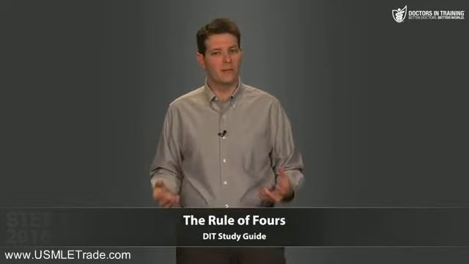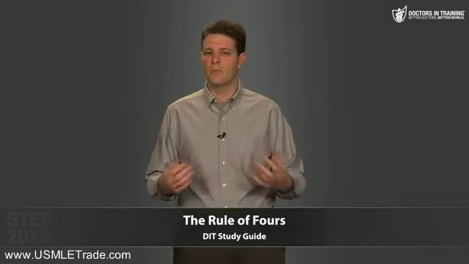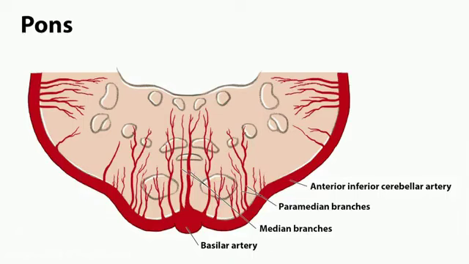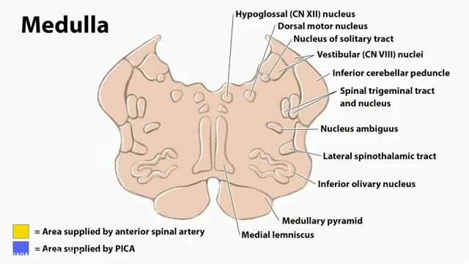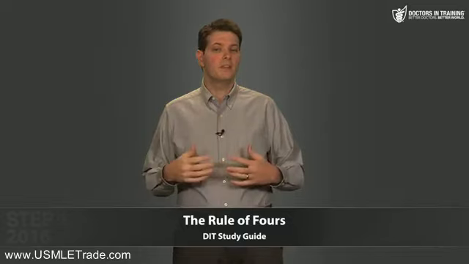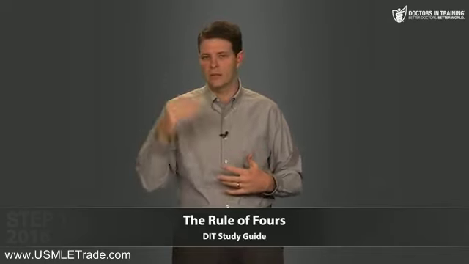The rule of 4s is based on the fact that the medial brainstem and the lateral brainstem generally receive blood from separate arteries. So in the pons, the medial structures receive blood supply from the paramedian branches of the basilar artery, and the lateral structures receive blood from the AICA, which we called a long circumferential artery. And in the medulla, the medial structures are supplied by the anterior spinal artery, and the lateral structures are supplied by the PICA. And we've seen that the cranial nerve nuclei are organized sequentially in the brainstem, from cranial nerve 3 and 4 in the midbrain down to cranial nerves 9, 10, and 12 in the medulla.